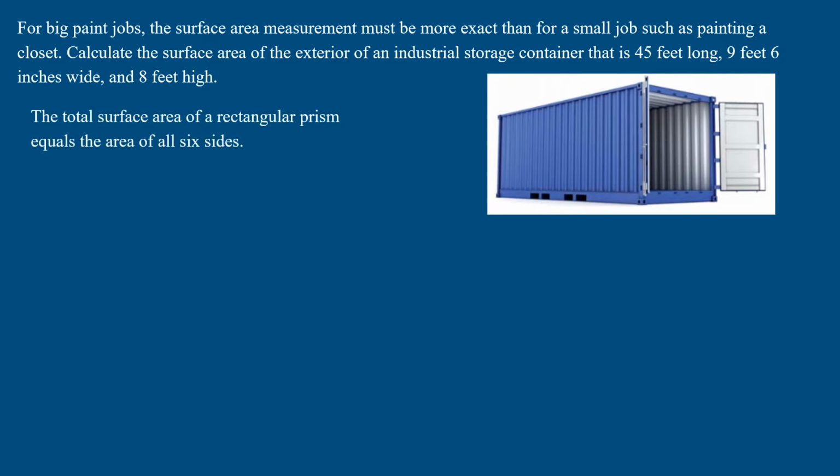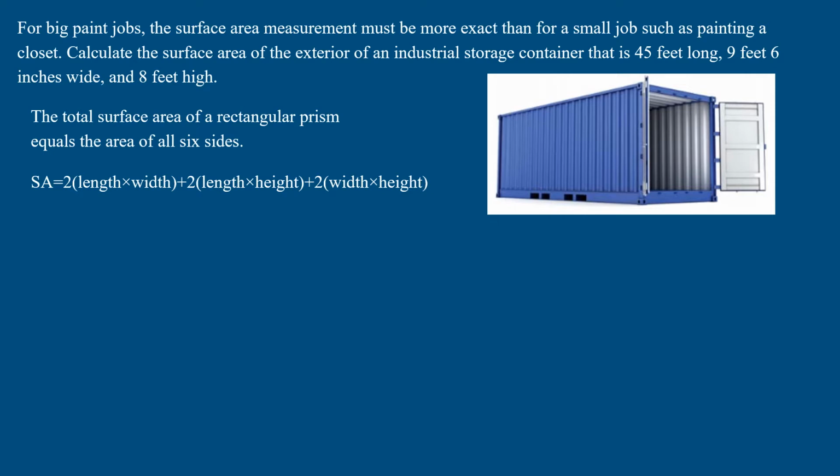So what we need to find is the total surface area of a rectangular prism, which equals the area of all 6 sides. In past chapters, we would have drawn the net and found the area of each of the 6 rectangles and added them up. But now we can use an equation to help us determine the surface area of the rectangular prism.